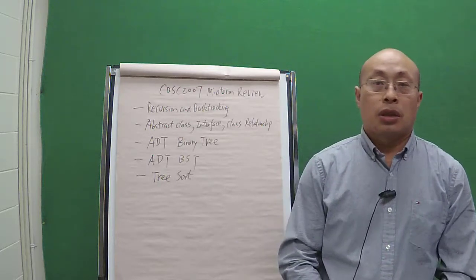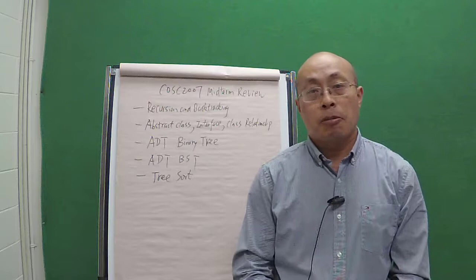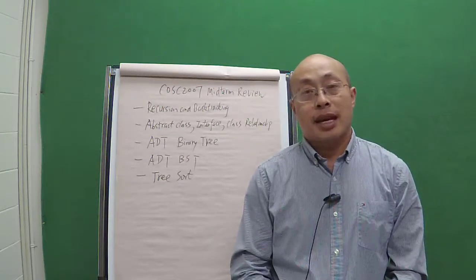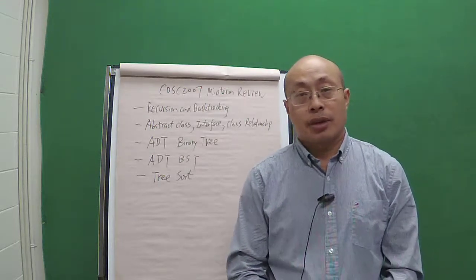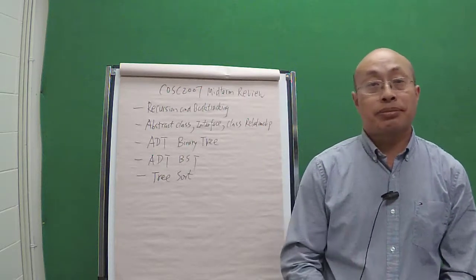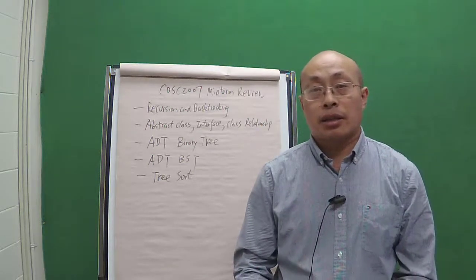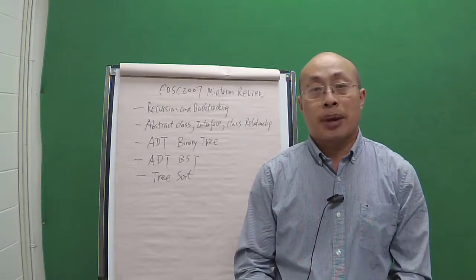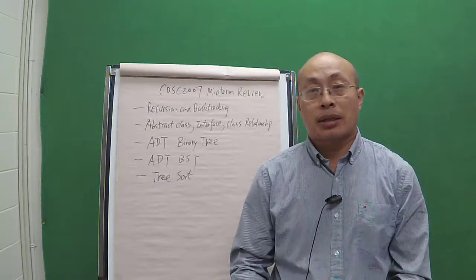Part 2 is short answer questions. For example, what are the differences between abstract class and interface? Or I could give you a set of data in an array. You are asked to build a binary search tree by inserting one item at a time.